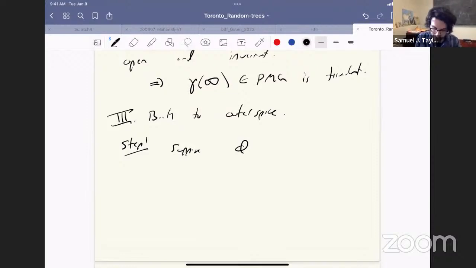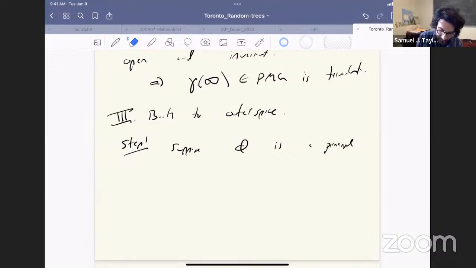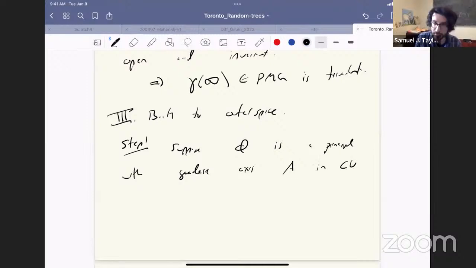So now we're back in outer space. Let's say φ is a principal outer automorphism with geodesic axis A in outer space. Okay, so I'm obviously not really telling you what any of this means yet. We'll put on the properties as we go along.